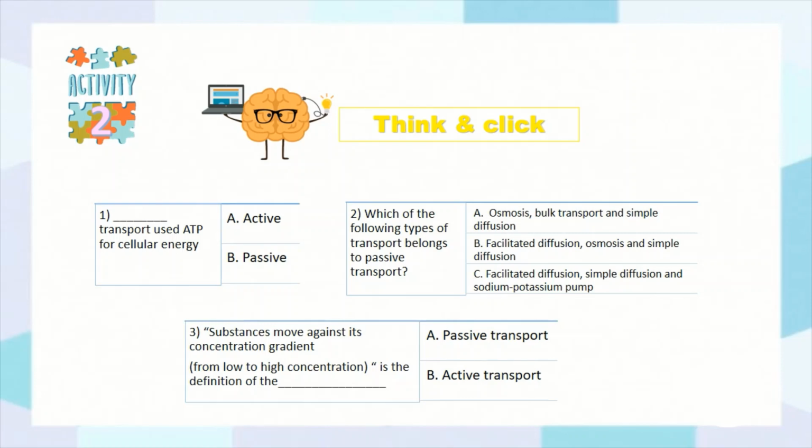A. Osmosis, bulk transport, and simple diffusion. B. Facilitated diffusion, osmosis, and simple diffusion. C. Facilitated diffusion, simple diffusion, and sodium potassium pump. Third question. Substances moving against their concentration gradient from low to high concentration is the definition of the blank. A. Passive transport. B. Active transport.